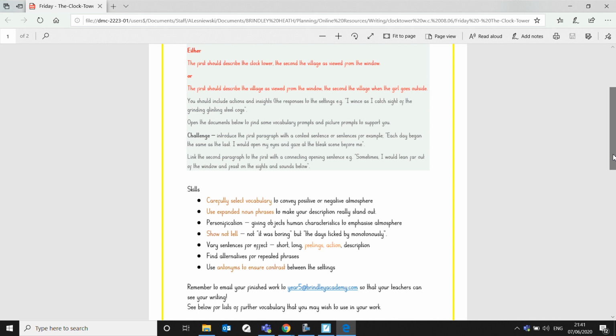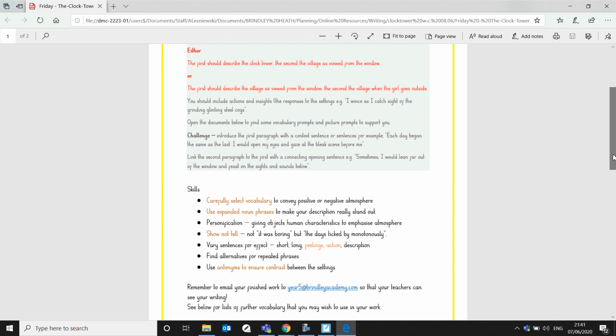You're going to vary your sentences for effect. They could be short, long, about feelings, about actions, about description, using different clauses as well so that the sentences aren't repetitive. A good way of checking that is by counting the number of words in each sentence, and if it's similar, you need to do something about it, you need to vary it. You could find alternatives for repeated phrases. And then I think it's really important, looking at what we did yesterday, using antonyms to ensure contrast between the two settings.